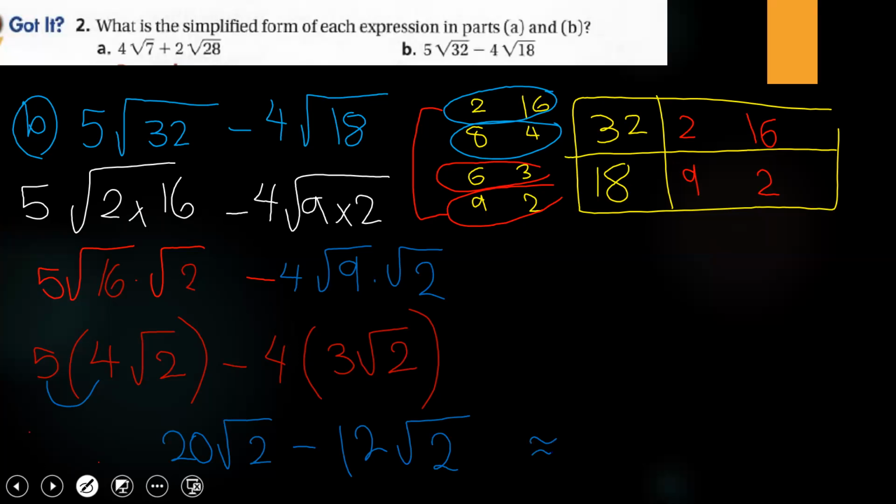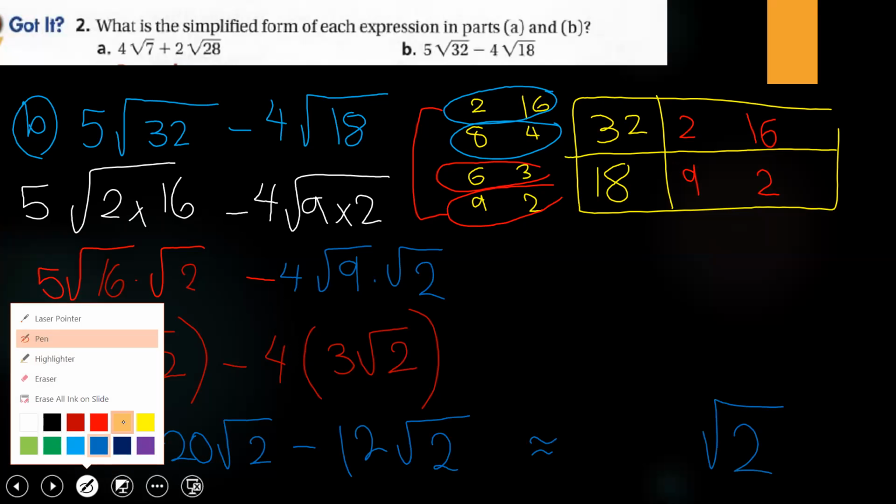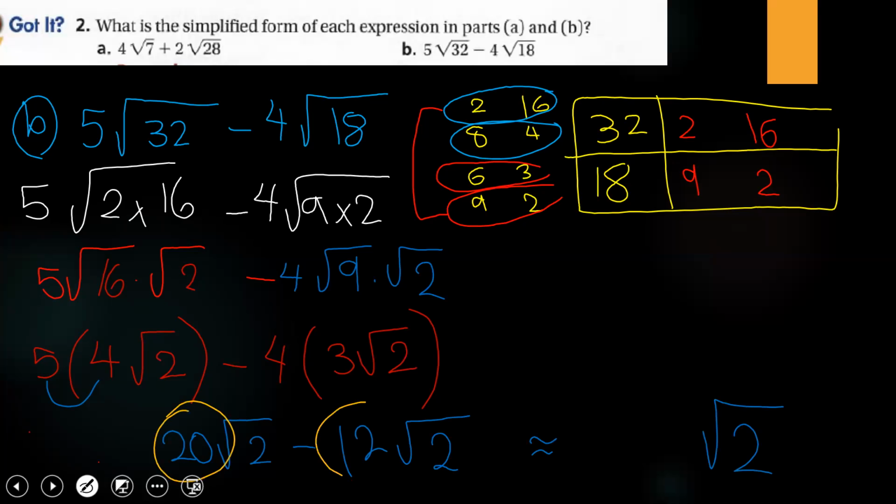Now look at the numbers under the radical. Are they the same? Yes. Are they like radicals? Yes, so let's choose one of them. Then let's subtract. 20 minus 12 is 8. So the final answer is 8 square root of 2.